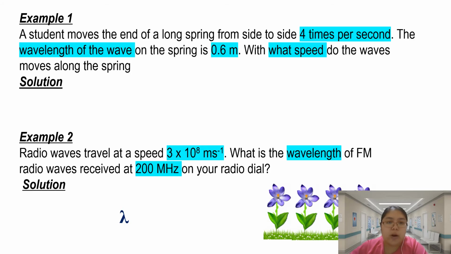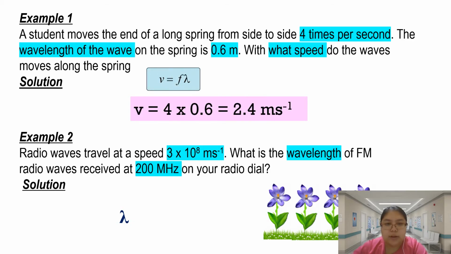The wavelength of the wave on the spring is 0.6, lambda 0.6. What is the speed? You can use v equals f lambda to find the answer. So you can check the answer here: 4 times 0.6. So the answer is 2.4 m s^-1.